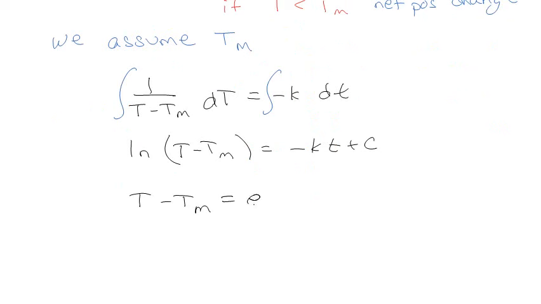And I can just move that C out front. Like that. Beautiful. Okay, so T is equal to Tm plus C e to the negative kt.